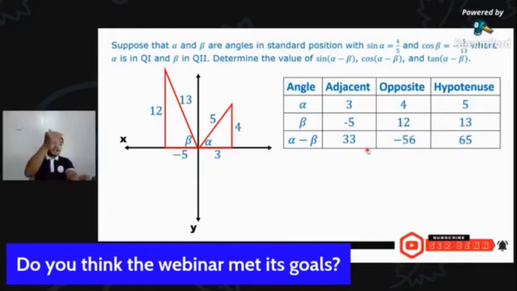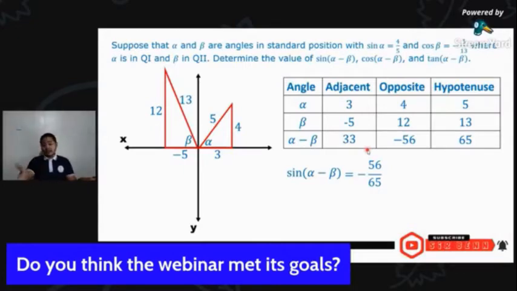We now have the adjacent side of alpha minus beta. We now have the opposite side of alpha minus beta. We now have the hypotenuse of alpha minus beta. We can now easily identify the value of sine alpha minus beta, cosine alpha minus beta, and tangent alpha minus beta. Applying the trigonometric ratio, sine theta is equivalent to opposite over hypotenuse. So the opposite side is negative 56. The hypotenuse will be 65.